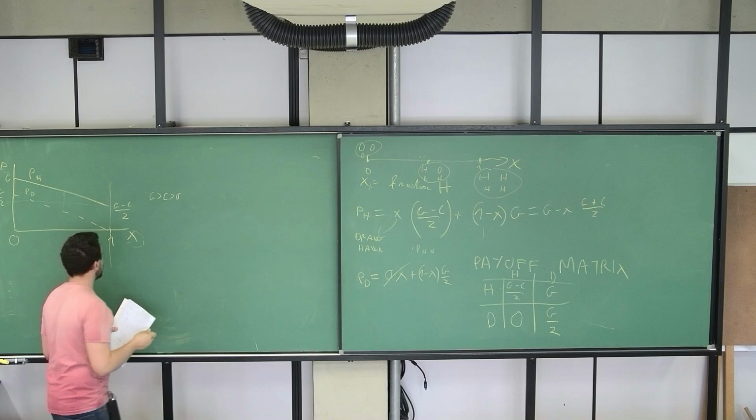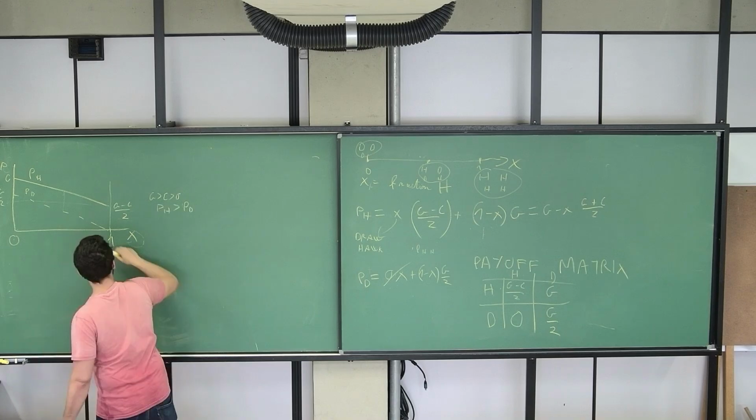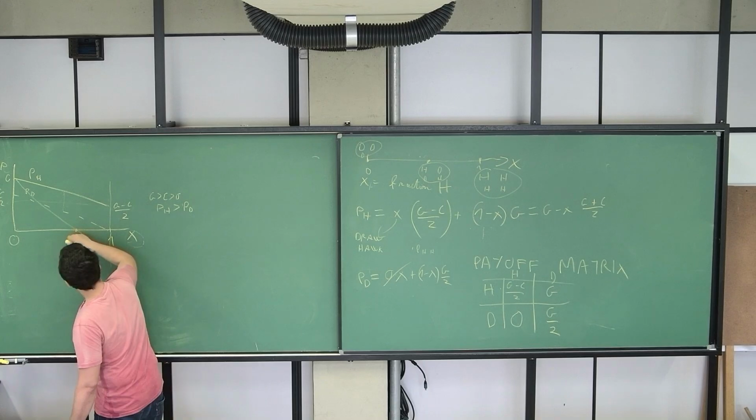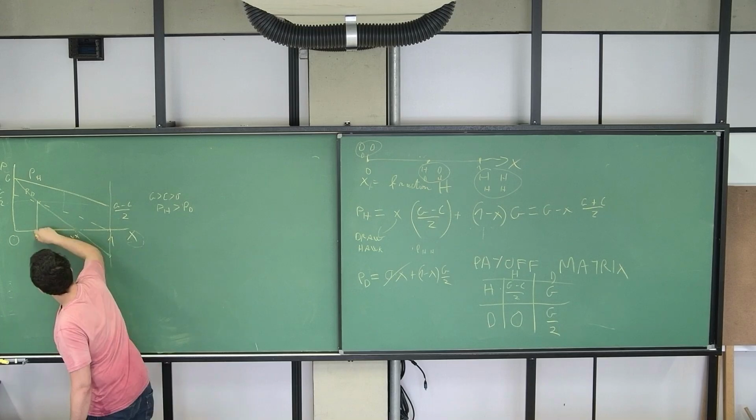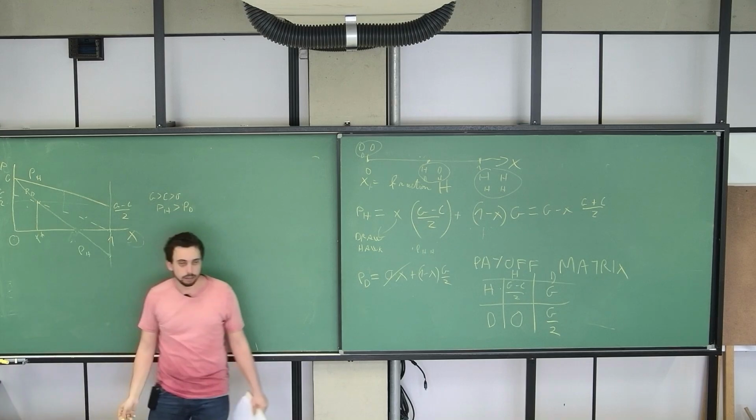Whereas if C is bigger than G, you see that after X star, a critical composition threshold, sorry, the X star is actually this one, it's actually better to be a dove than it is to be a hawk. So indeed, what's best to do depends on the composition of the population.